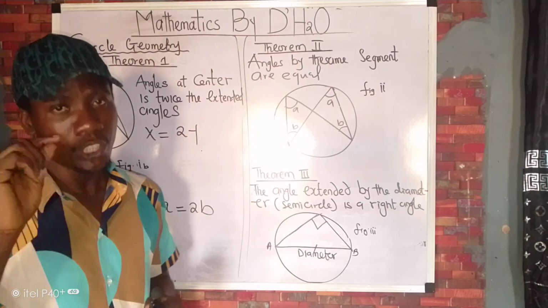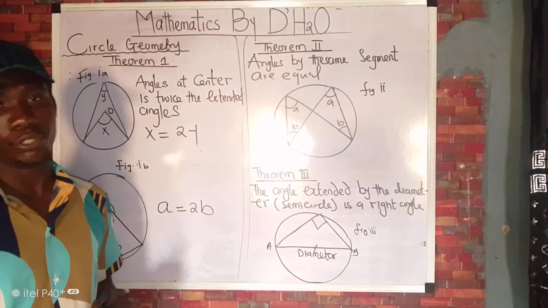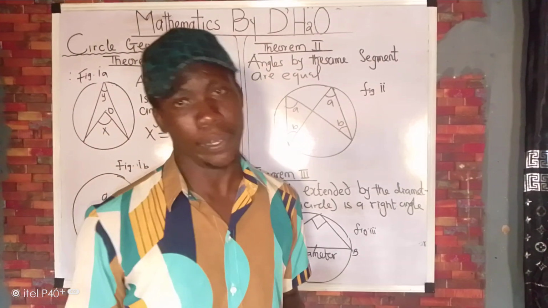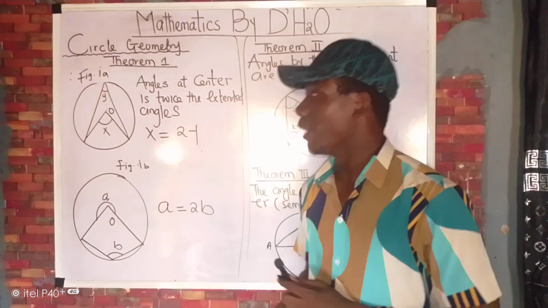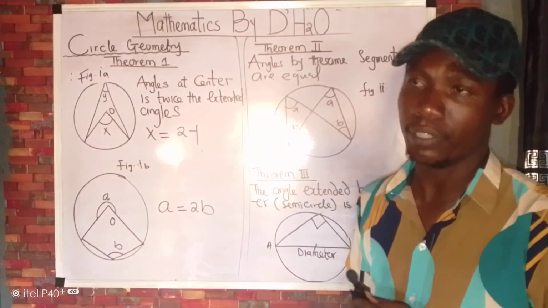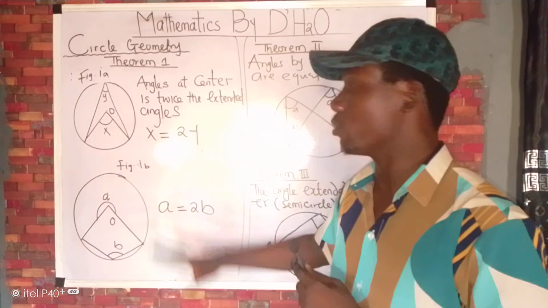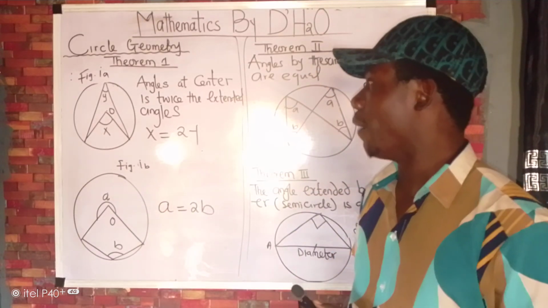In today's video lesson, I'm going to be teaching you circle geometry, or your circle theorem, as you can see on the board. Now, we are going to start with the basic theorems of circle geometry. Then in our subsequent video lesson, we are going to continue from where we stopped in this lesson. Now, look at the board.